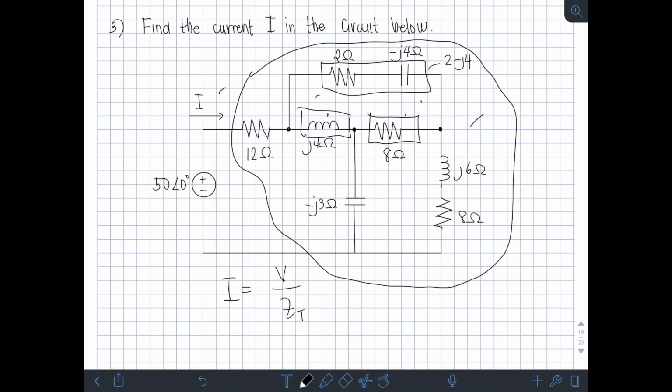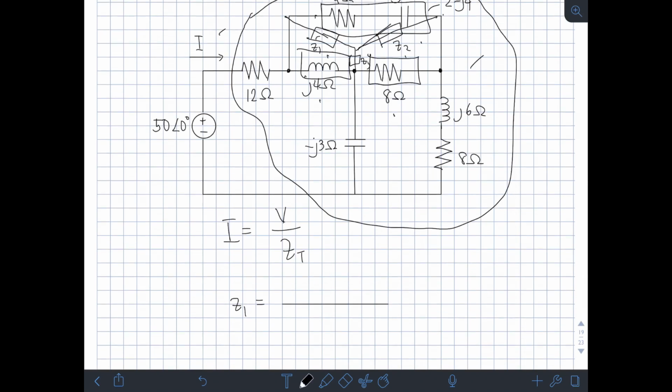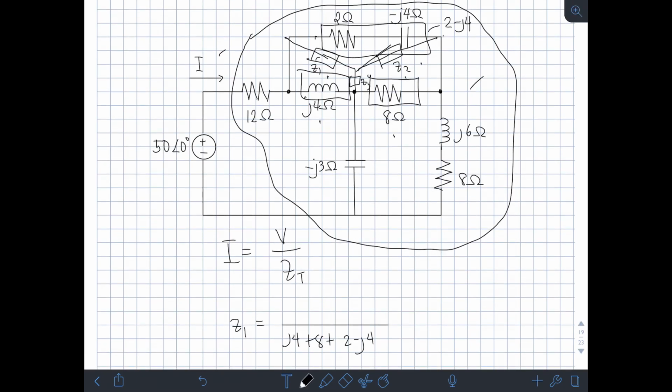Okay? So, what was our formula for delta to Y? Because we will transform the delta into Y. So, we should have it like that. These will be the equivalent impedances for the transformed Y. So, the formula: let's say we start with Z1, then Z2, Z3. For Z1, the formula for delta to Y has the same denominator for all of them, the sum of the impedances of the delta. So, J4, 8 ohm, and 2 minus J4. So, we have J4 plus 8 plus 2 minus J4.